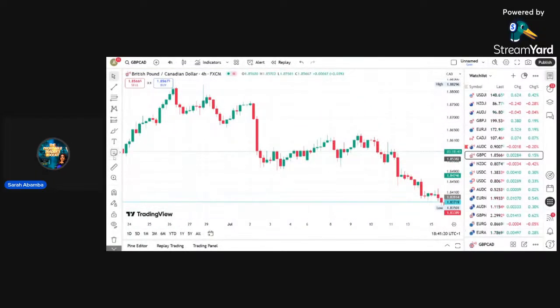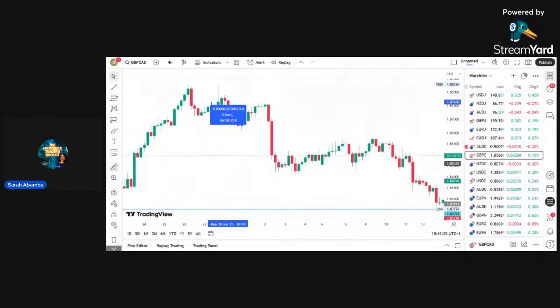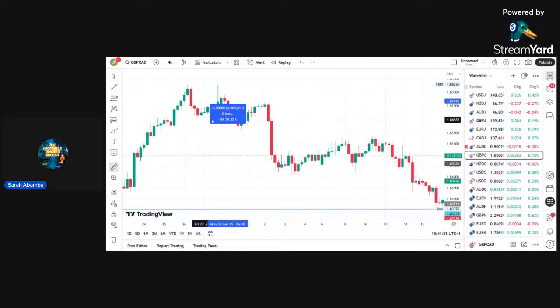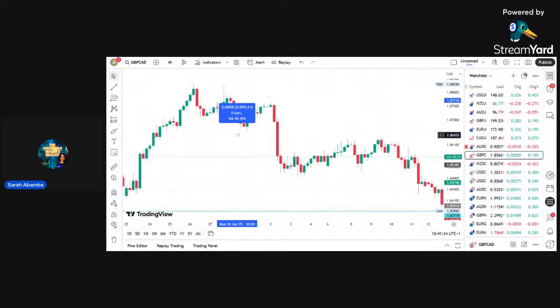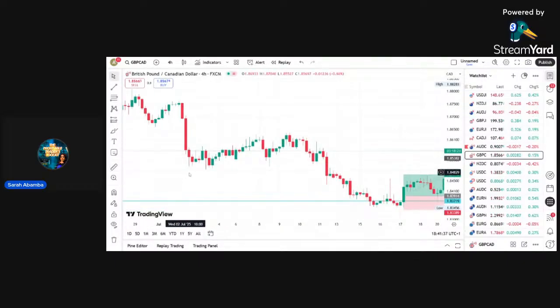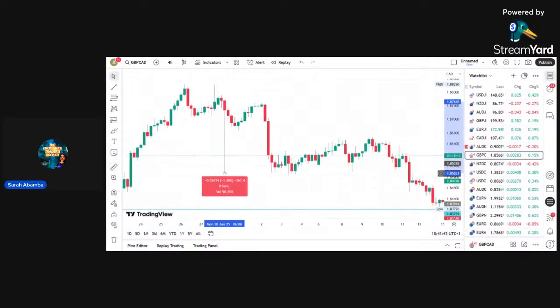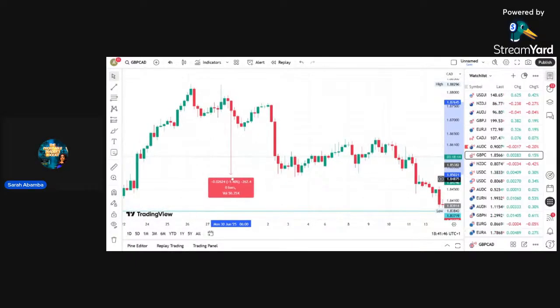So let's do a pip count here so that we know how far this went. Okay, the first drop was 200 pips. 200 pips is $2,000 for a standard lot size. So this is how far it actually went.